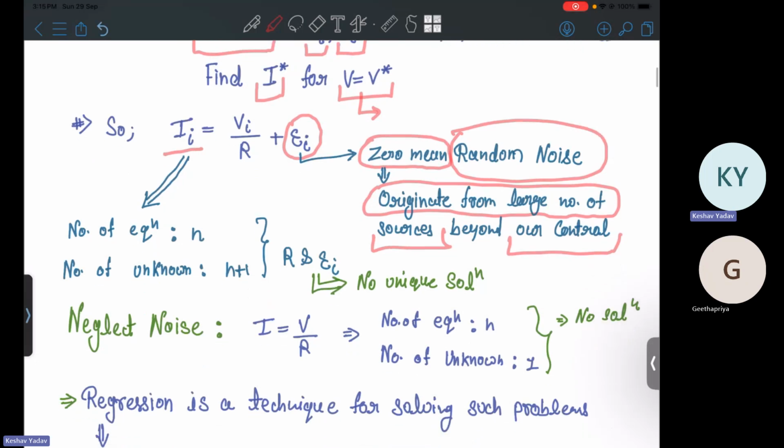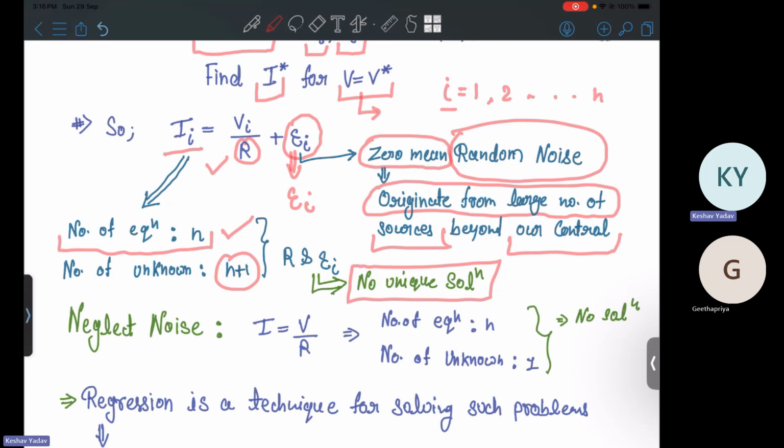If you see this equation, there are n equations, for every i from 1 to n. So for every i, we have one equation, which means we have n equations. How many unknowns do we have? We have one unknown R and n unknowns epsilon_i, so we have n plus one unknowns. If we have n equations and n plus one unknowns, in that case we will not be able to get a unique solution.